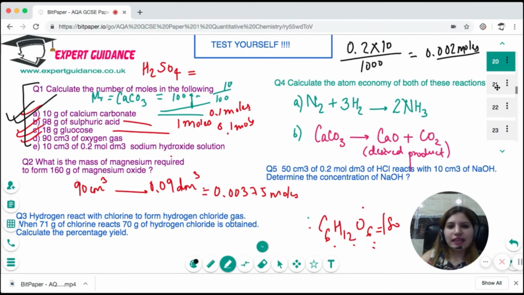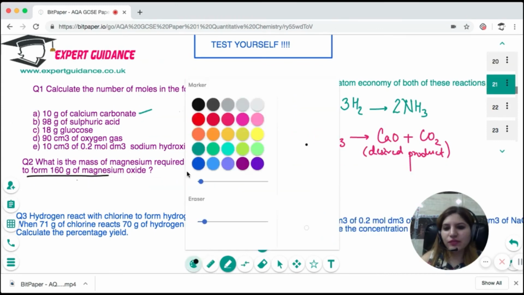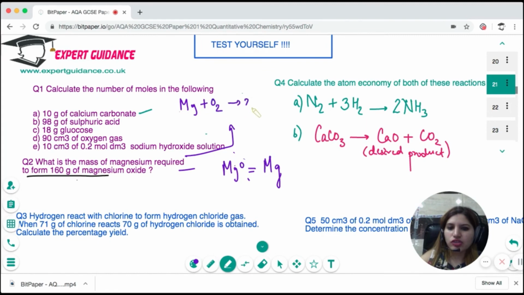Next is calculate the mass of magnesium required to form 160 grams of magnesium oxide. So again, we'll follow the same steps. Mg is what you need to find out, so we will put Mg to the right like this. And you have been given MgO, which we will keep to the left. We will see the balanced chemical equation. The balanced chemical equation says 2Mg plus O2 gives 2MgO.